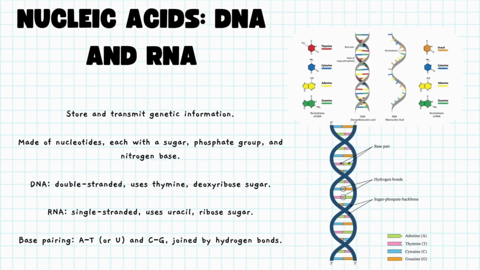Nucleic acids store and pass on genetic info. Each nucleotide has a sugar, phosphate, and a nitrogen base. DNA is double-stranded with thymine. RNA is single-stranded with uracil. Base pairing goes A to T, or A to U in RNA, and C to G. Those hydrogen bonds hold the strands together.